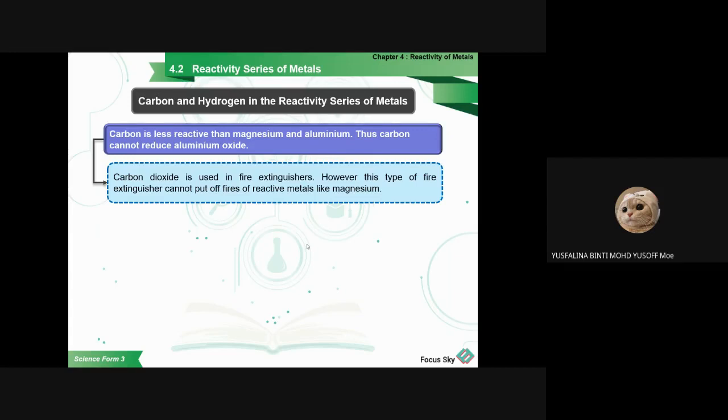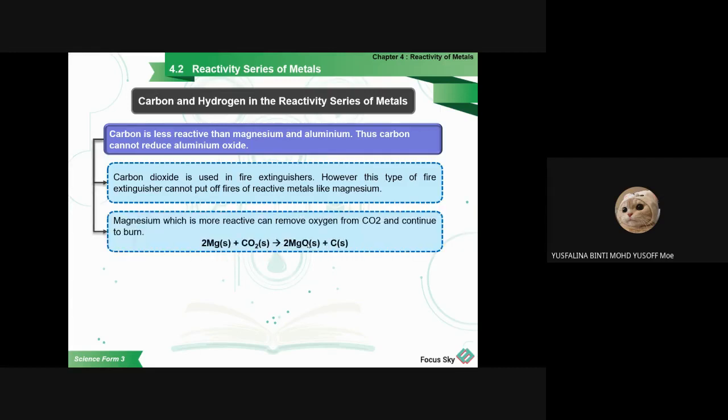Carbon dioxide is used in fire extinguishers. However, this type of fire extinguisher cannot put out a fire of a reactive metal like magnesium. So let's say there's a fire and there is magnesium involved in that fire. The carbon dioxide cannot put out the fire because magnesium is in a higher position than the carbon. So magnesium, which is more reactive, can remove oxygen from carbon dioxide and continue to burn.